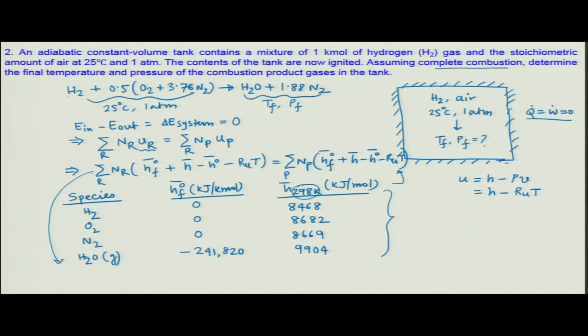So, I will write this in the next slide. So, first I will write down the product species. So, NP, which is nothing but the number of moles of the product species, times HF naught plus enthalpy at any temperature T. Let us say Tp is the temperature of the product that is coming out. T we have written already as Tf, right. So, Tf is the final temperature of the product, minus enthalpy at 298 Kelvin and minus RuT of the product. Now, this T is nothing but Tf, that is the final temperature.